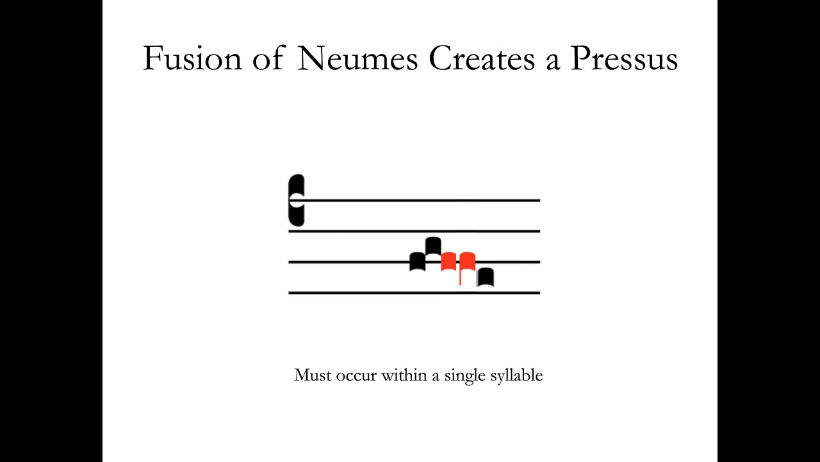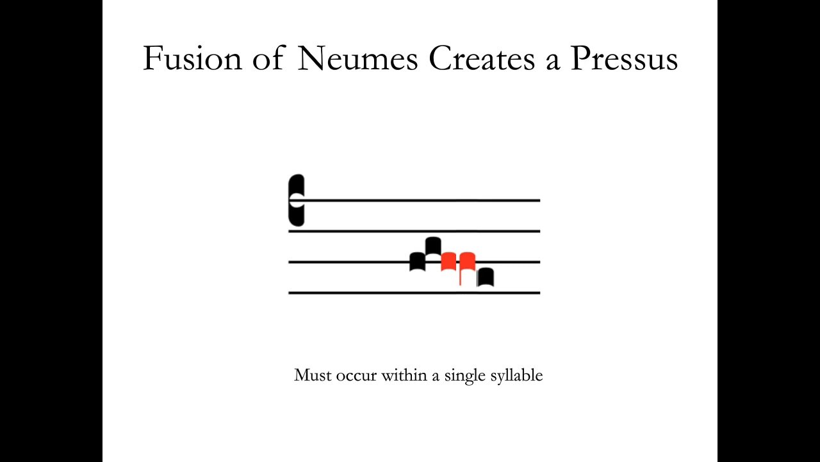But only some of this information are we going to be using today to actually conduct. This next thing is a little bit tricky here, and it will play into our rhythmic understanding later. If you have two neums together within a single syllable, and the last note of the first neum and the first note of the second neum are on the same pitch, they fuse together to create what's called a praesus. And you'll see that here indicated by the red note.